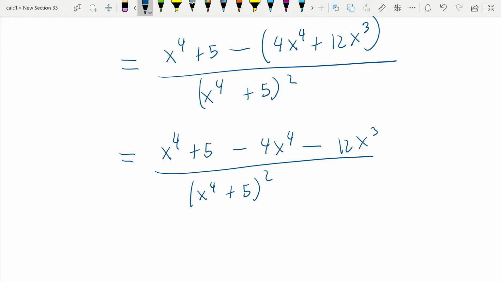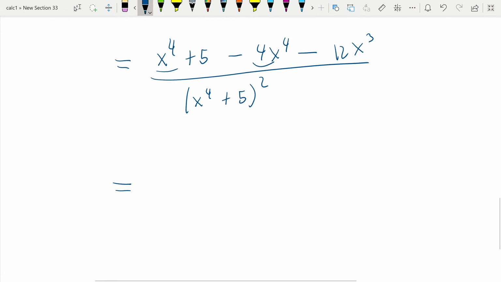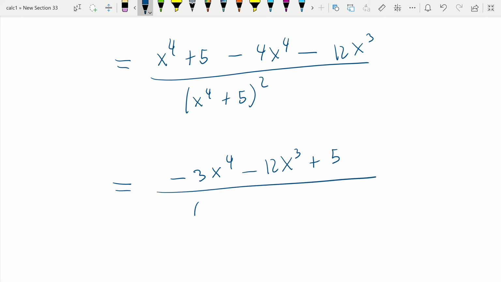We see here that we have like terms, and this gives us minus 3x^4 minus 12x cubed, which is this term over here, and finally we have a plus 5. All of that will be divided by (x^4 + 5) squared.